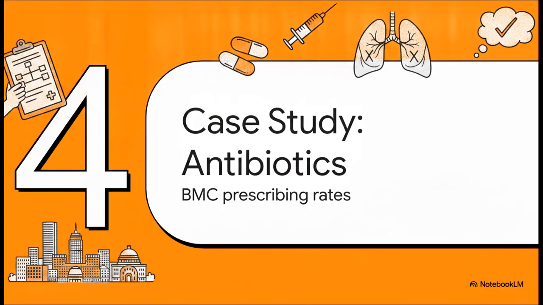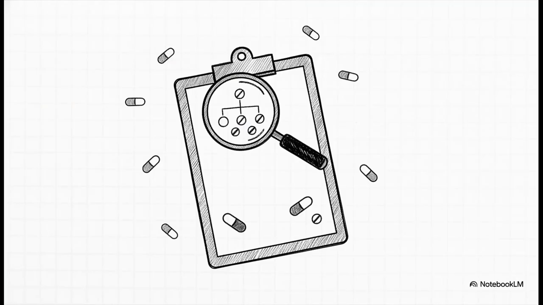Let's see this in action in Section 4, Case Study: Antibiotic Prescribing. Now, what's really interesting about this slide is our objective. We want to analyze the specific factors associated with a physician's rate of prescribing antibiotics for viral respiratory infections.